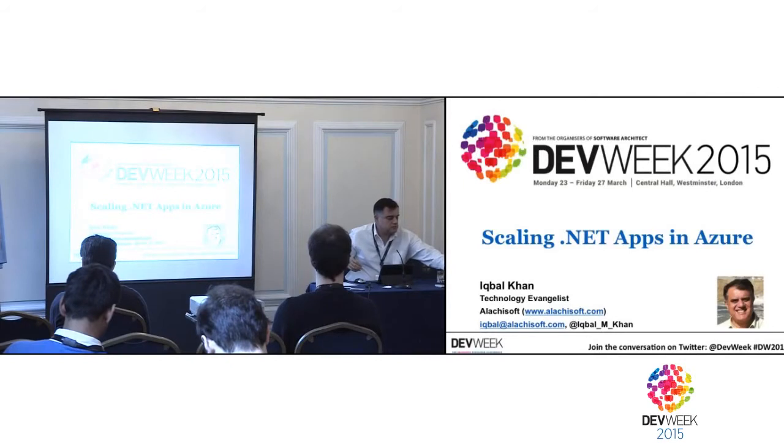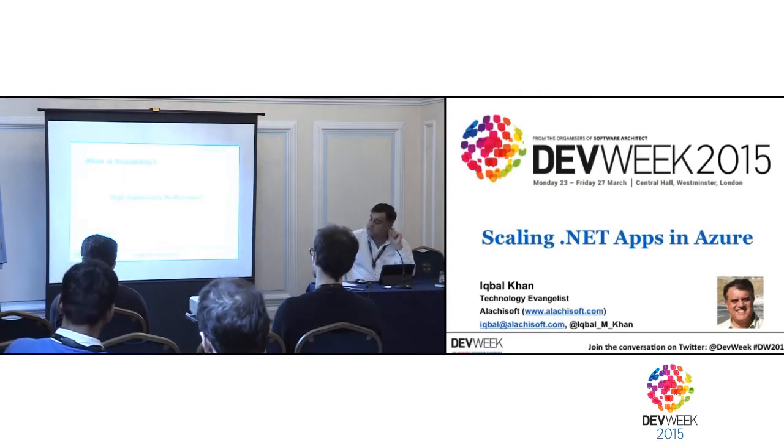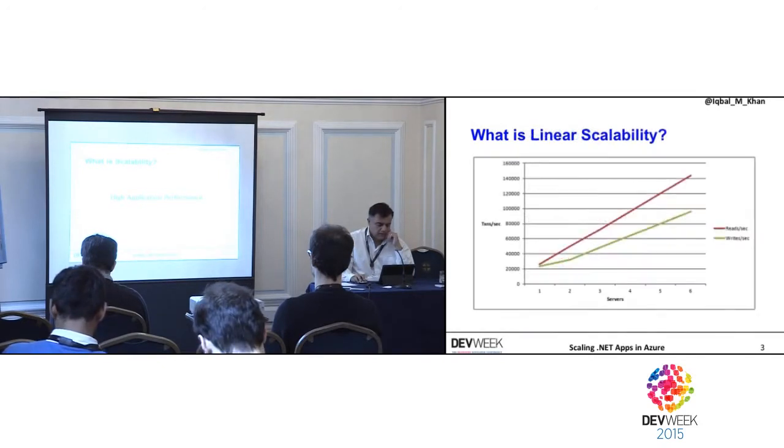Some of it is going to seem a little basic to you guys, but I'm going to do it anyway for completeness purposes. So we'll start with a couple of definitions. What is scalability? Scalability is essentially high application performance under peak loads. So if whatever your application performance is with 10 users, you can get the same with 10,000 users, you probably have a scalable application. So that's the basic definition of scalability.